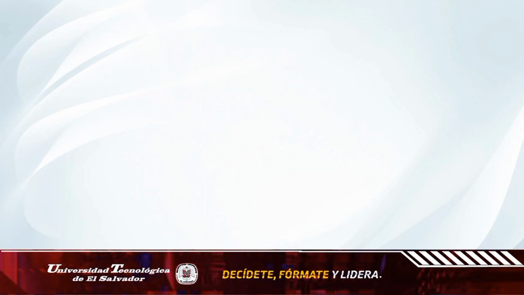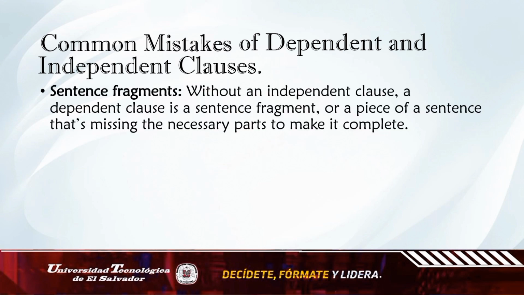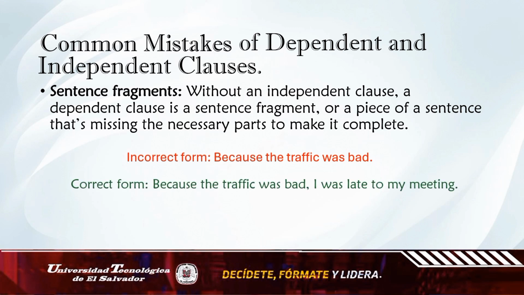When we are studying this topic, it's a little confusing, but here are some common mistakes with independent and dependent clauses to take into account. Sentence fragments. Without an independent clause, a dependent clause is a sentence fragment, or a piece of a sentence that's missing the necessary parts to make it complete. For example, the incorrect form is, because the traffic was bad. But the correct form is, because the traffic was bad, I was late to my meeting.